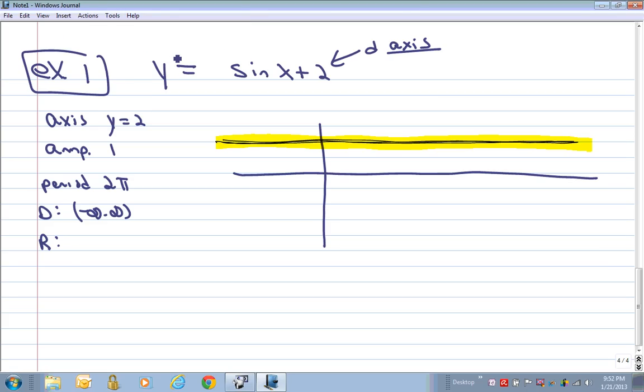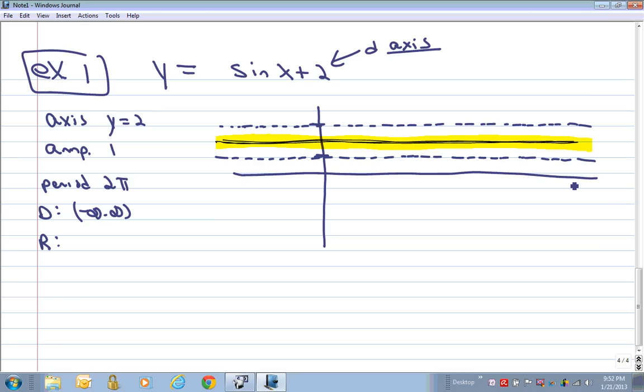Okay, so back to our graph. Our amplitude is 1, but it's 1 from the new axis. Since this is our axis, then our amplitude of being 1 would be here and here. And that's where our little highway would be built. So I'm going to dot in my new highway. Feel free to use any kind of color you want.